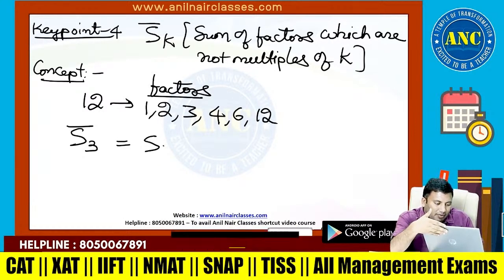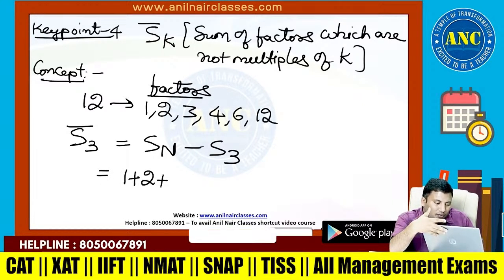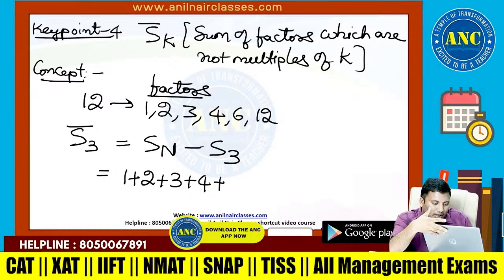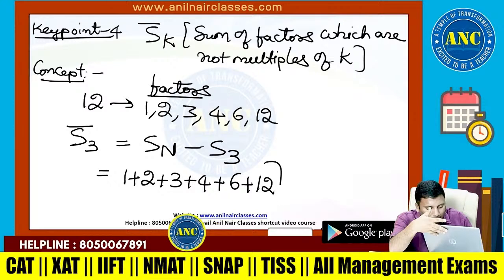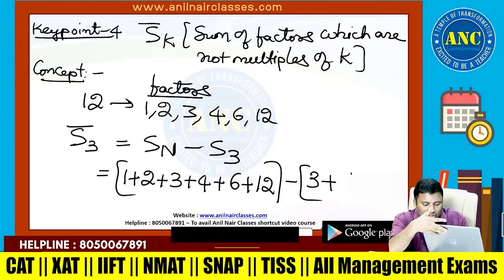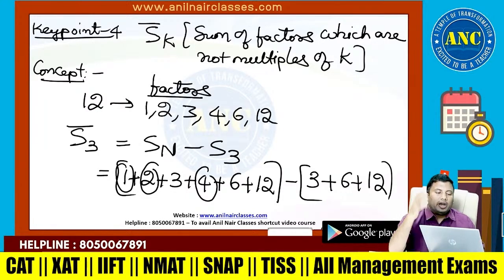Can I say this is nothing but the sum of the factors minus the sum of the factors which are multiples of 3? Sum of the factors for n is 1 plus 2 plus 3 plus 4 plus 6 plus 12. Sum of the factors which are multiples of 3 is 3 plus 6 plus 12. What is remaining? 1, 2 and 4. Am I right?